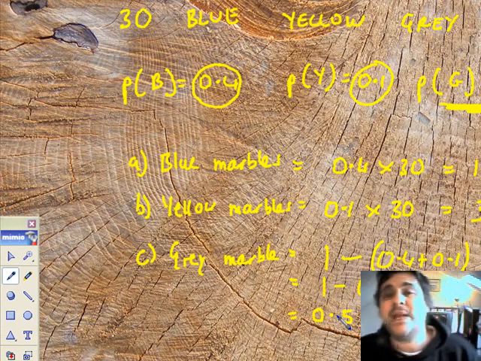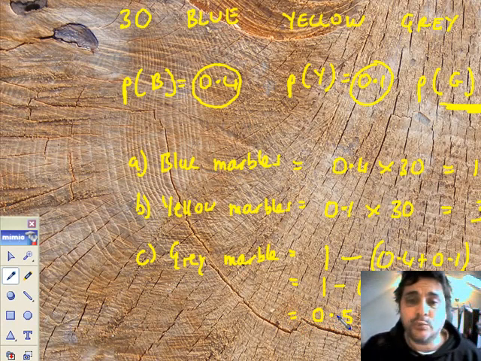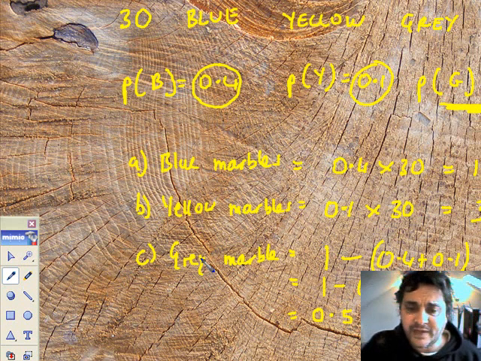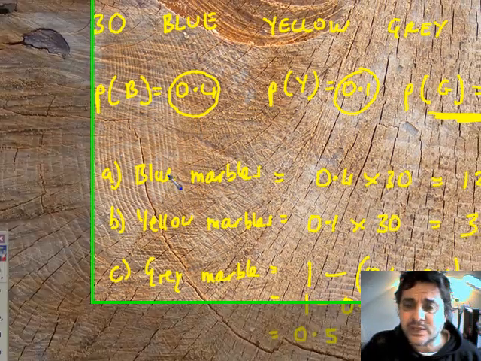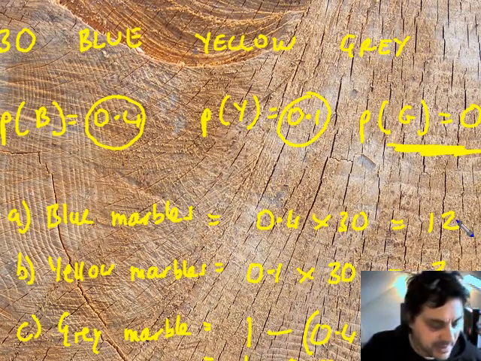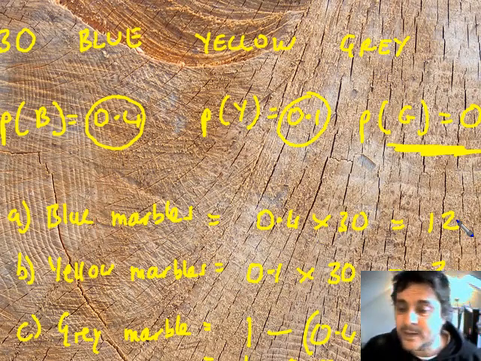And they could have asked how many grey marbles are in the bag. Well, 0.5 times 30 is 15. So if we do a quick calculation, we've got 15 greys, 3 yellows, 12 blues. It all adds up to 30. So we know we've got it completely correct. And that's the question I really wanted to do.